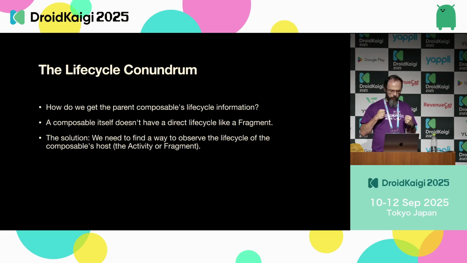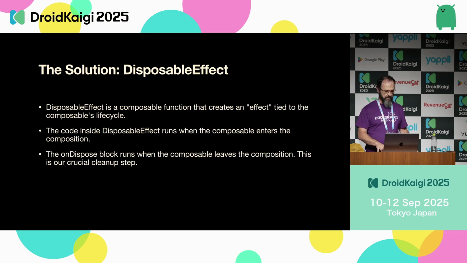So we have a conundrum, or a problem here with the lifecycle. How do we get the parent composable lifecycle information? A composable itself doesn't have a direct lifecycle like a fragment. If you've been using composables, there is no easy way to deal with the lifecycle. The solution: we need to find a way to observe the lifecycle of the composable host, the activity or fragment.